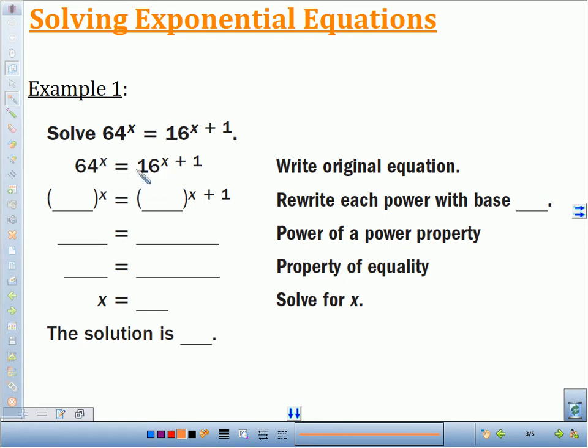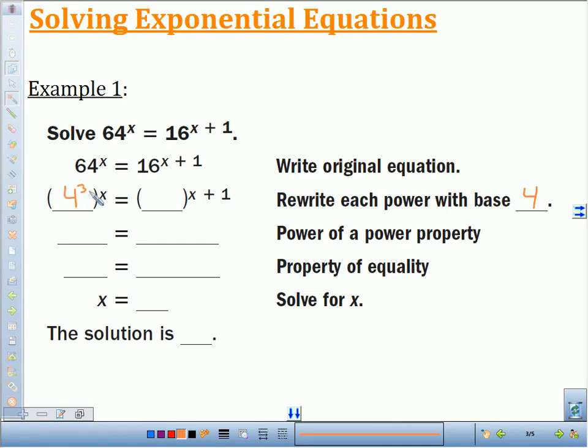Now, the best way to go about this is just to do a little bit of number crunching in our head and do a little puzzling. For instance, I know that 16 squared is a big number. It's not 64. So I can't change 64 to have the same base as 16. But I also know that 64 and 16 are both powers of 4. Right? 64 is 4 to the third. 16 is 4 to the second. So I could rewrite each of these with a base of 4. And that's what I'm going to do.